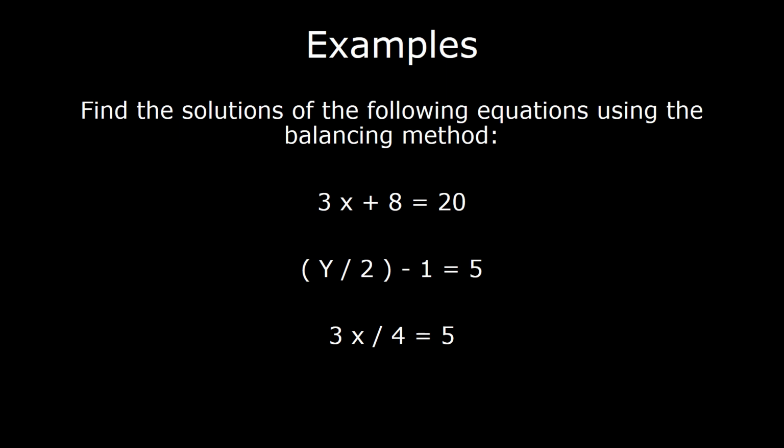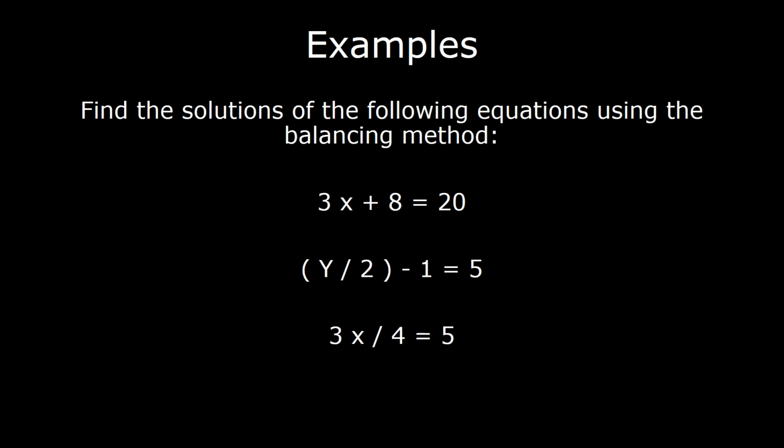Again, let's verify this just to be absolutely 100% certain. Our original equation was y upon 2 minus 1 equals to 5. So put y equals to 12. We would have 12 upon 2 minus 1 equals to 5. 12 upon 2 minus 1 is nothing but 6 minus 1, which is nothing but 5. And thus 5 equals to 5. So indeed, the solution of this equation is y equals to 12.